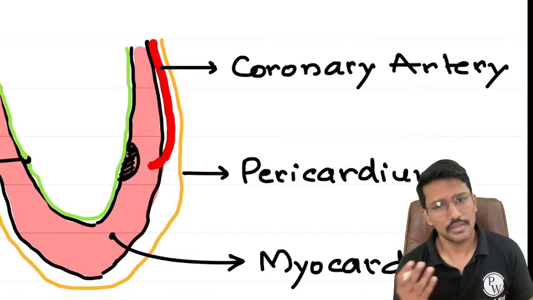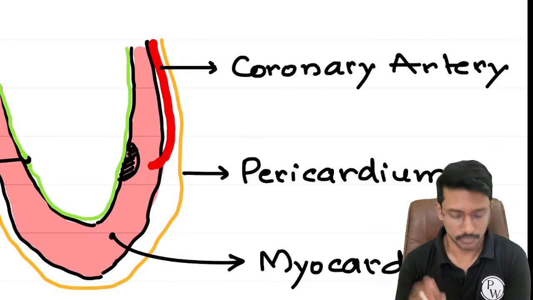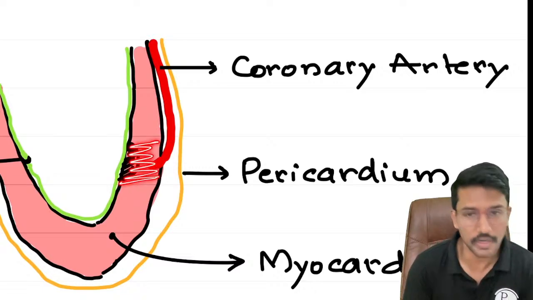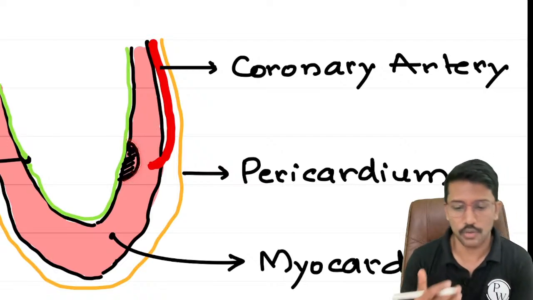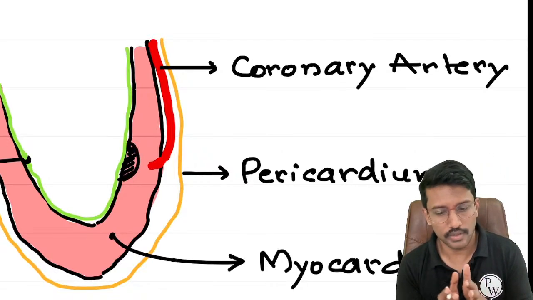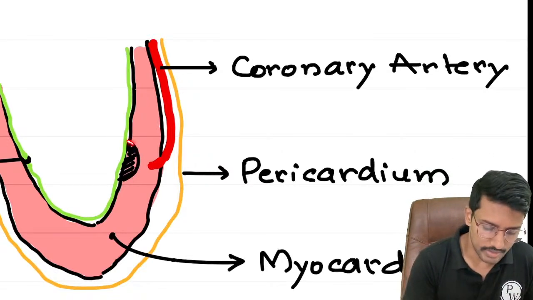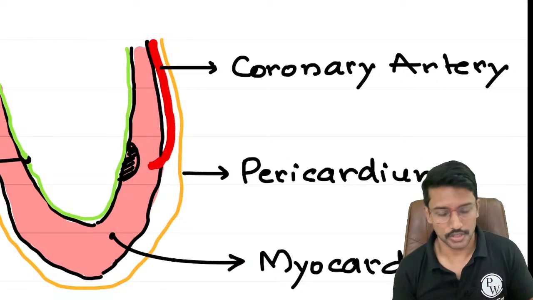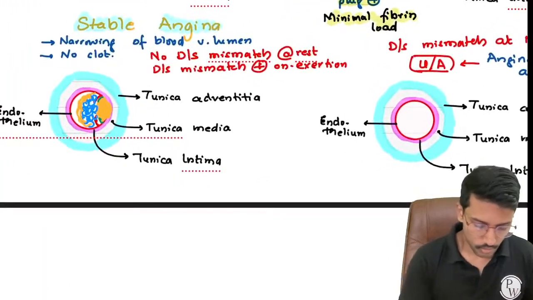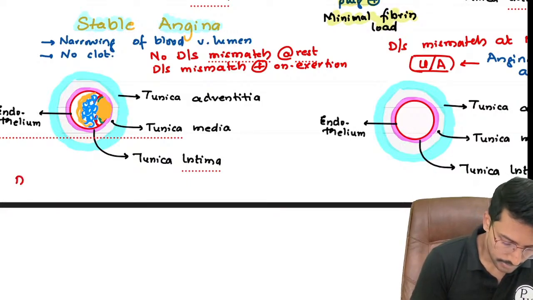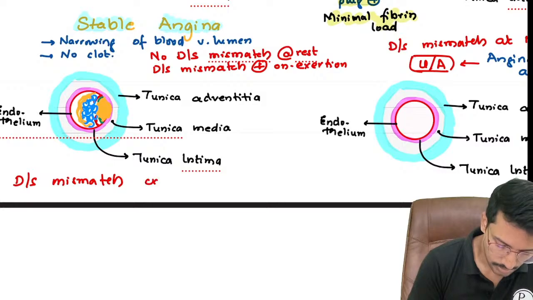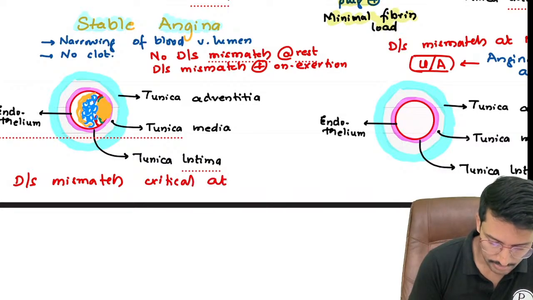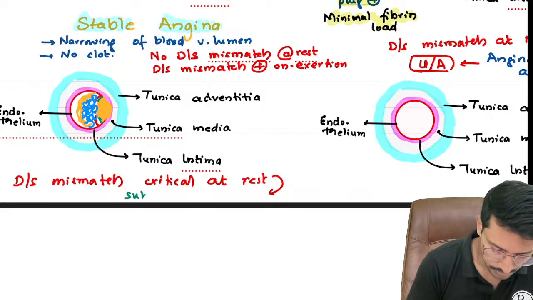If myocardium is dying here, can I call it infarction? Yes. Myocardium, when it is dead, we call it infarction. Is it the full thickness of the myocardium that is infarcted? No. Partial thickness, right? Can I call this subendocardial infarction? Yes. So we will call it subendocardial infarction. So in the third scenario, demand supply mismatch, critical at rest, resulting in subendocardial infarction.